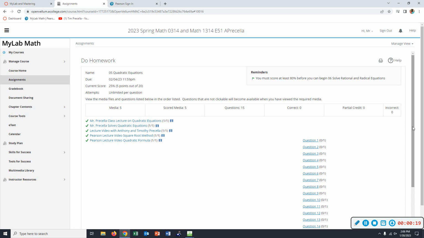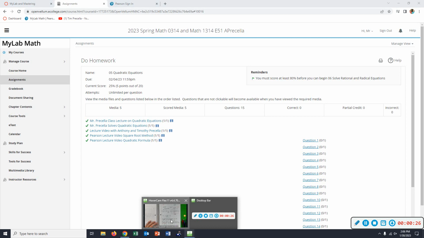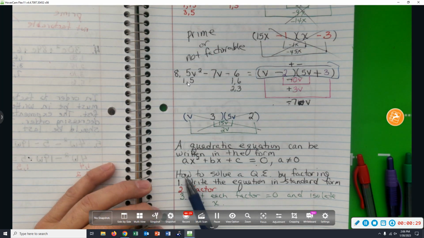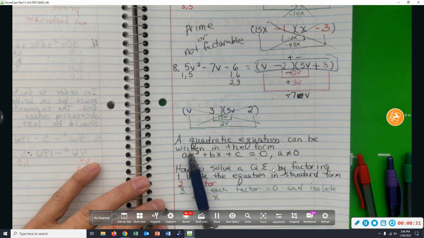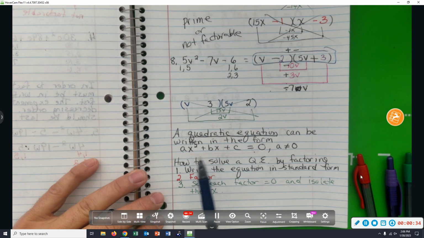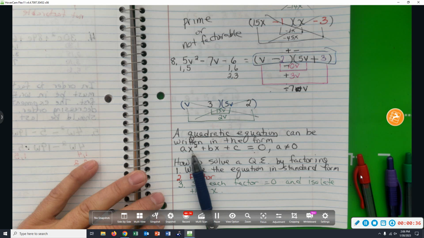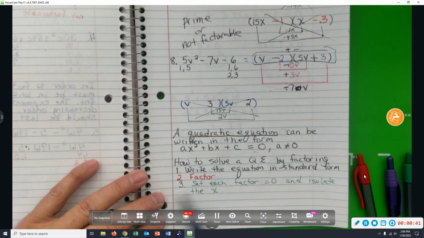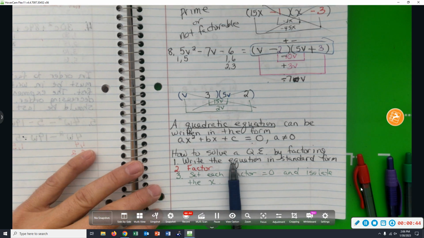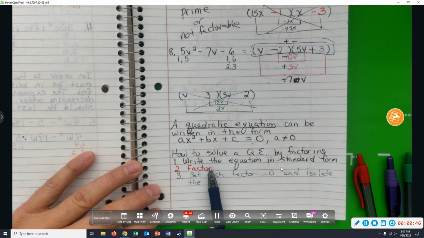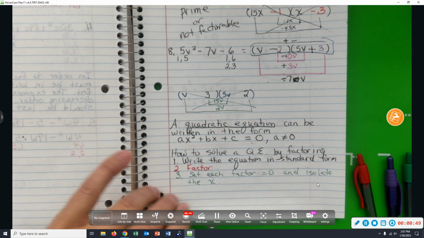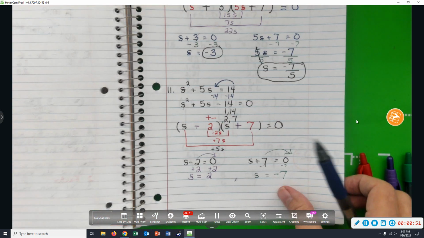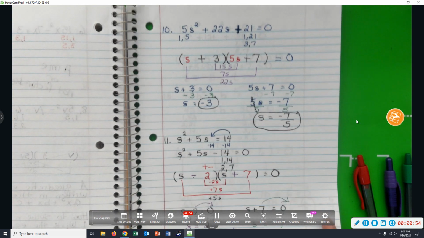One of the methods, solving by factoring, isn't new. That's what we were doing at the end of class the last time. So let's see. Y'all remember solving by factoring? Well, there it is. We said a quadratic equation has to have an x squared in it, and it has to be in that standard form, ax squared plus bx plus c equals 0. And if it's in that standard form, to solve it, you just factor and set each factor to 0 and isolate the x. And of course, there were no x's in any of the problems.